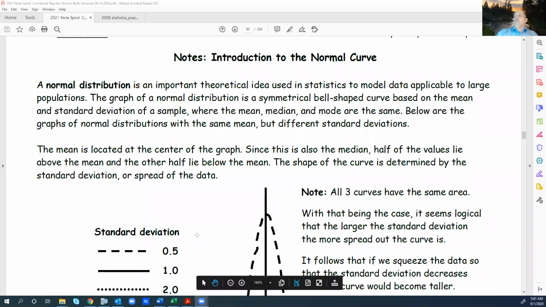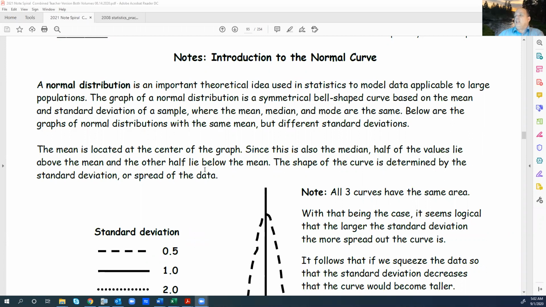Good morning. This is page 95 of the note spiral, and we'll be talking about the normal curve. This will be a brief introduction to the normal curve, and then we're going to spend a lot of time over the next several videos developing ideas about the normal curve. I will say this, the normal curve is an incredibly important concept.